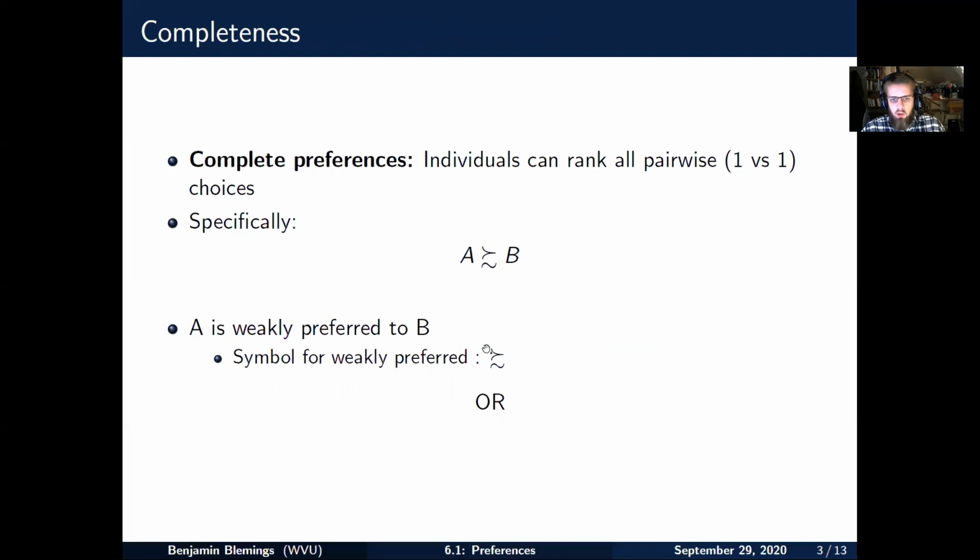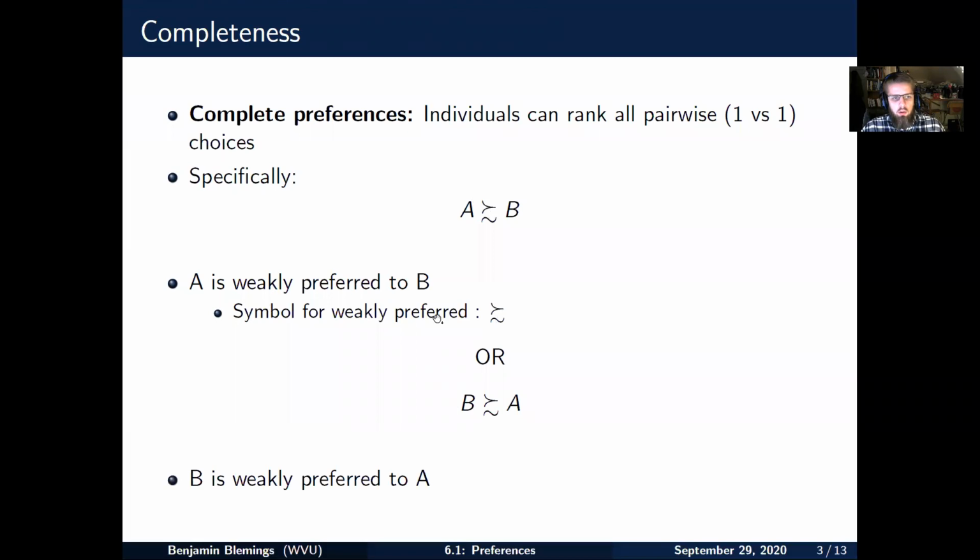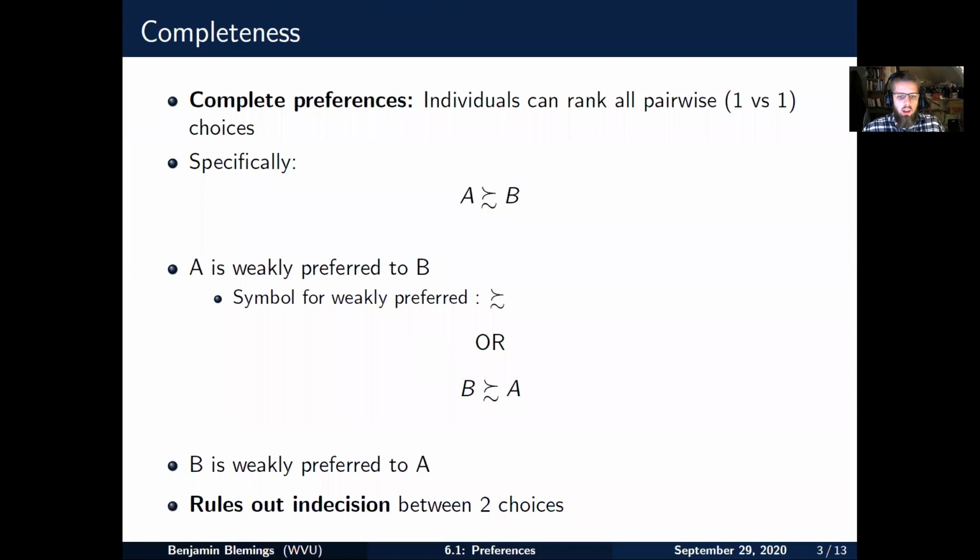So specifically, this would be A is preferred to B, or A is weakly preferred to B. The symbol for weakly preferred is a curved greater than sign with a squiggly line underneath, and that just means weakly preferred to instead of strongly preferred to. So weakly allows there to be ties. And so it just means that if there's two options, you know which one you want more. If there's three options, you can compare all those options as well. So this just rules out indecision between two choices, and it might be easiest to see this with some examples.